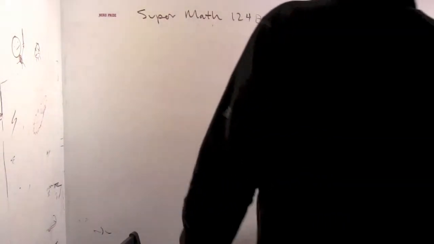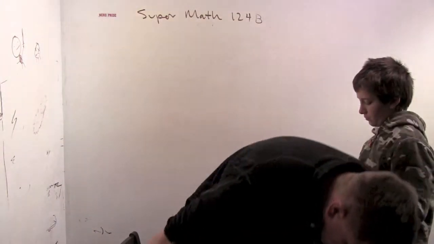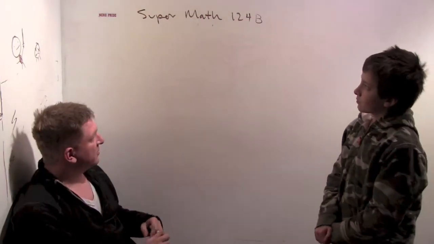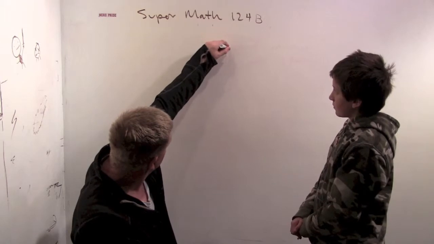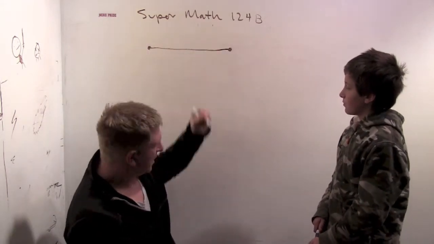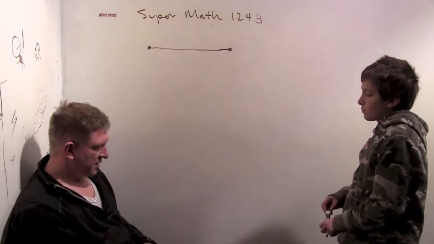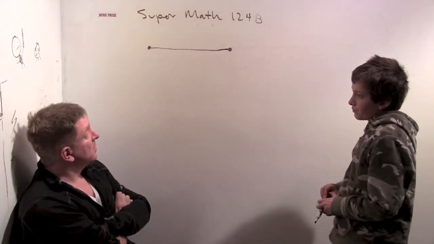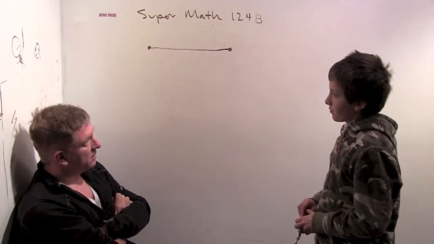Okay. So for part B, what we're going to do is explain what this has to do with the triangle inequality. So here's my stick of length 1. And I'm going to break it into 3 pieces and try to make a triangle. What are some observations you can make about what's going to happen here?